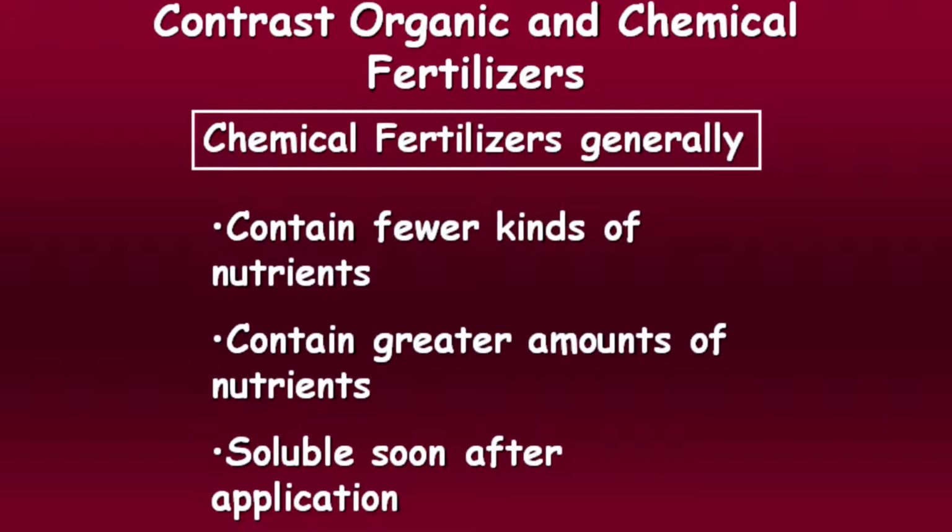Chemical fertilizers contain generally fewer elements than organic fertilizers. Of course, fewer kinds of nutrients. They contain greater amounts of nutrients. Fewer kinds, greater amounts. Very concentrated kind of a thing. And they're soluble in general. They go into solution, which is the form that plants have to have them in order to absorb them, very quickly. And they do not really support tilth because they leave no residues that promote microbial activity that promotes an increase in soil tilth.